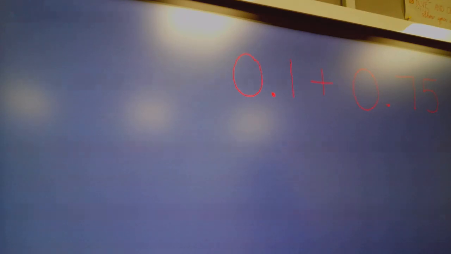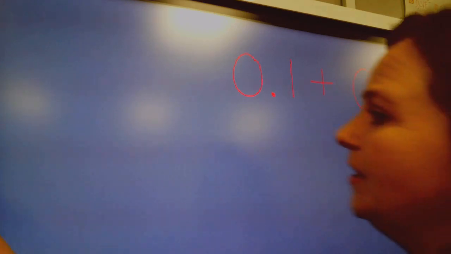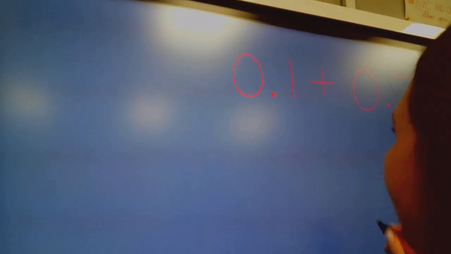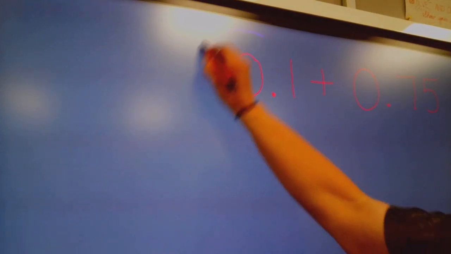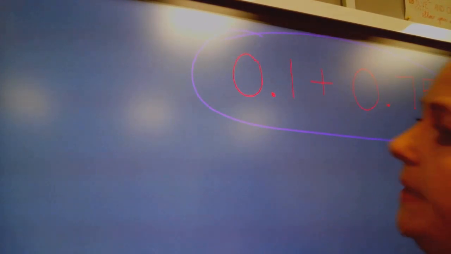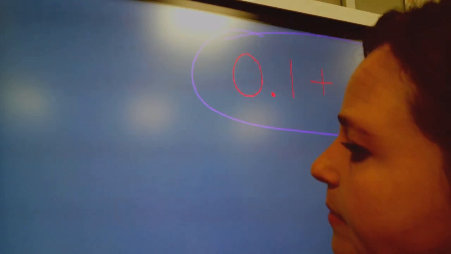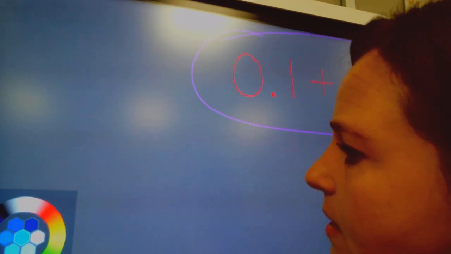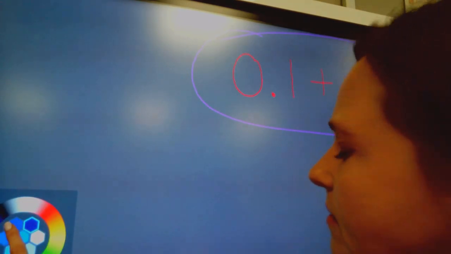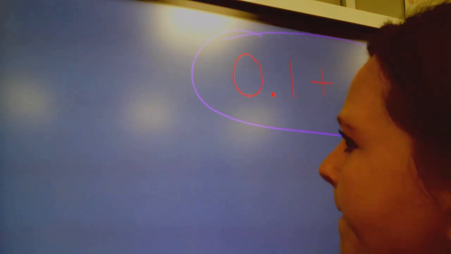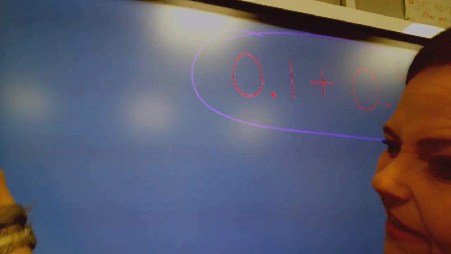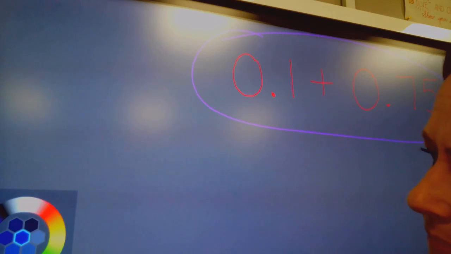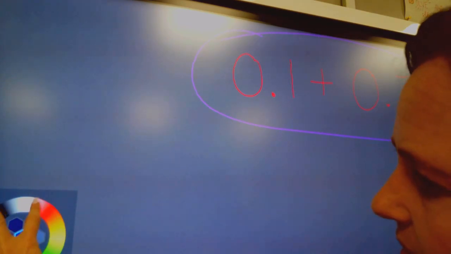I totally could do that. Or I could just line up my decimal points. So I'm going to rewrite this, but I'm going to line up my decimal points. What color y'all want? Let's get that one. That looks good.